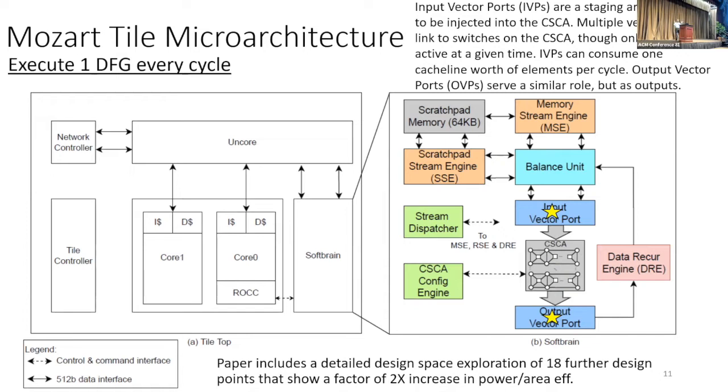So that's about my 1.5 minute description of the details of the microarchitecture. I encourage you to go look at the paper, which also talks in detail about 18 further design points that we did and further optimizations beyond the first silicon that allowed us to reduce the power and area by almost a factor of 2. So that's the microarchitecture.